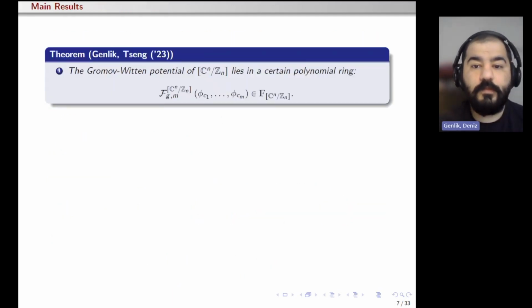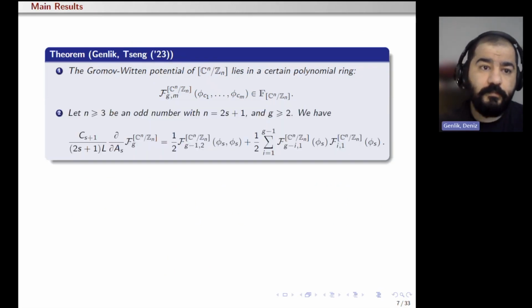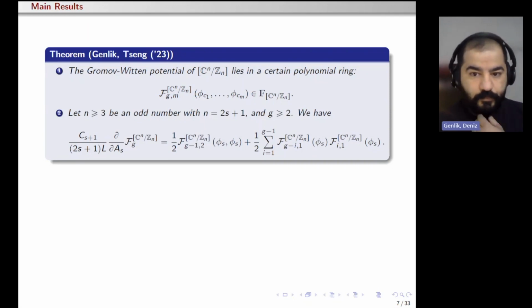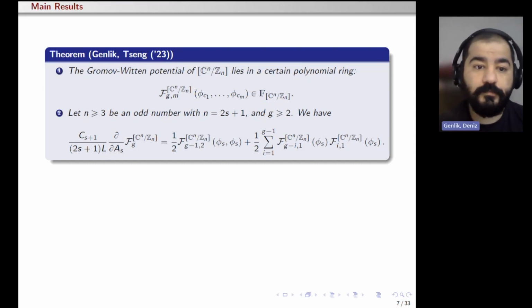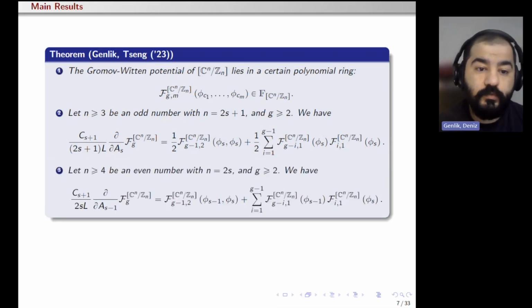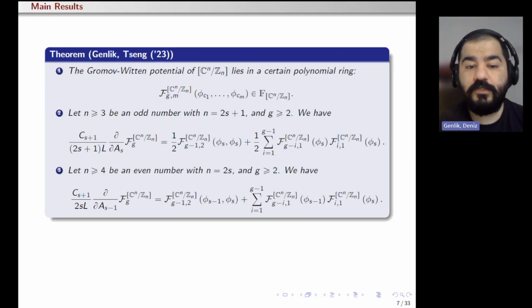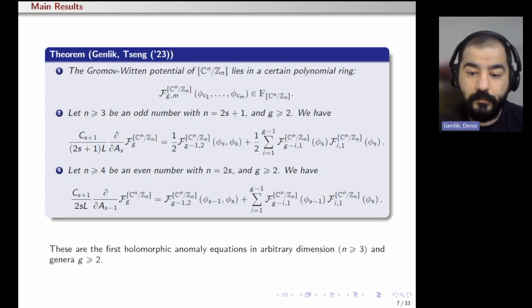The first thing that we proved is that this potential actually lies in a polynomial ring. This is the main result of our first paper. After that, we define these systems of partial differential equations depending on the genus recursively. So basically, we obtained the holomorphic anomaly equation for every odd n in this way, and for every genus greater than or equal to 2. We also proved the similar thing for even dimension when n is greater than or equal to 4. So basically, we obtain instances of holomorphic anomaly equations at every dimension and for every genus greater than or equal to 2. These are the first holomorphic anomaly equations at every dimension and arbitrary genus greater than or equal to 2. This is the main result of the first paper.